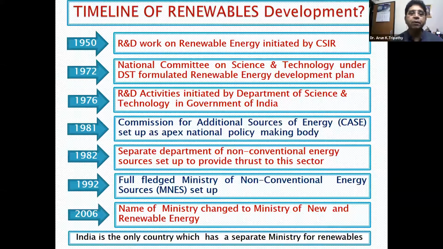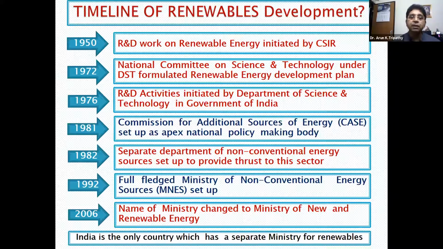Just a very little about the background and the renewables development. In fact, I always take 1950, when some R&D work started in CSIR. Thereafter, there have been certain projects on renewables funded by the DST, then R&D activity by the DST. And in 1981, the government of India found that this is one of the very important areas, so we must take it to the mainstream. And then a commission on additional sources of energy was created.